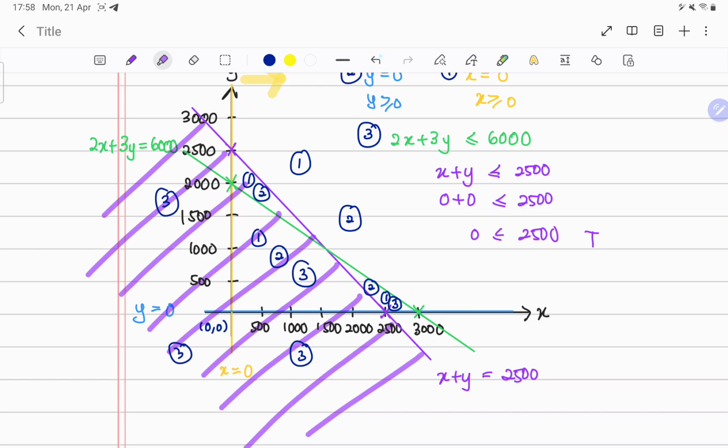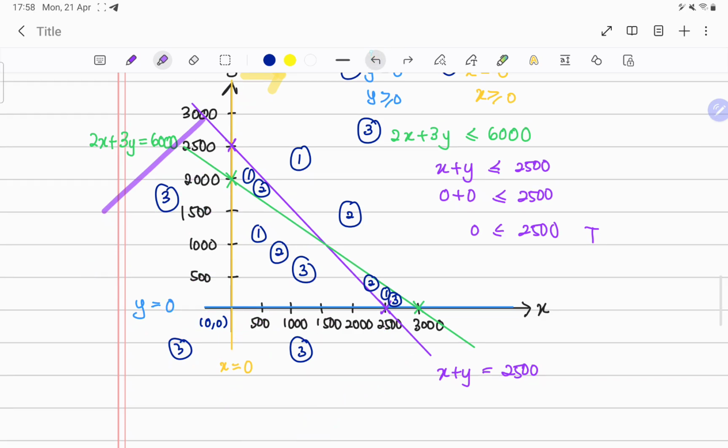But this way is a bit messy. So we're going to use numbers. I will label the inequality x plus y less than or equal to 2,500 with number 4. So I put the number here, this one will be 4, this one will be 4, this one will be 4, this one will be 4, this one also will be 4. Now you settle for all of the linear inequalities.